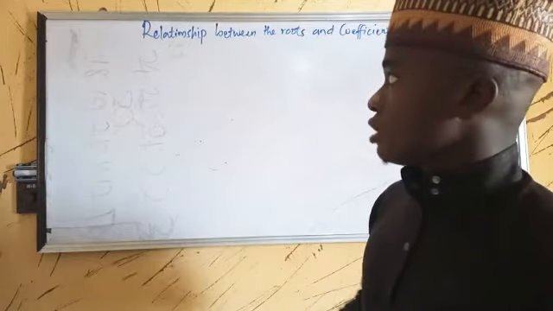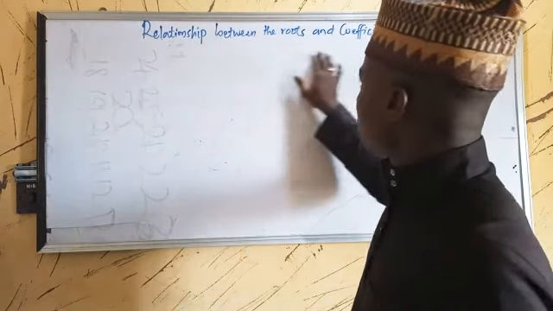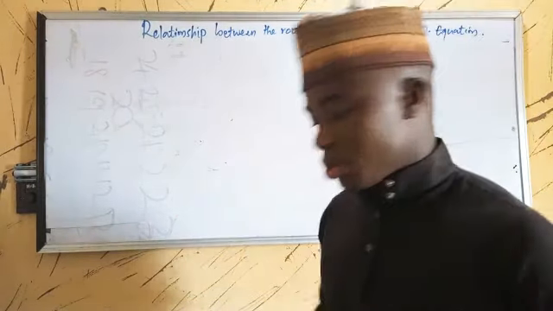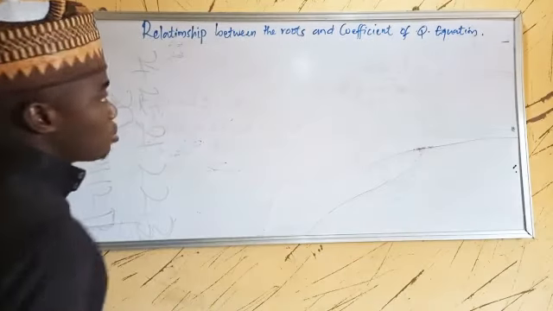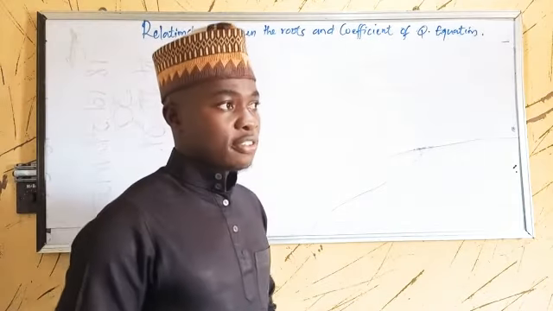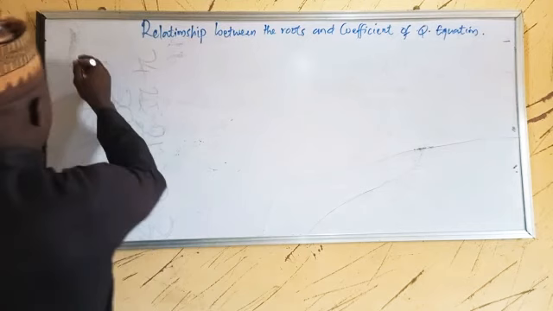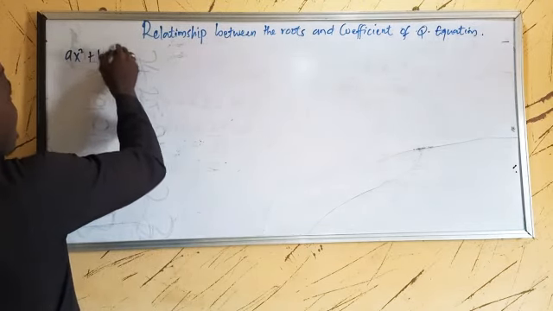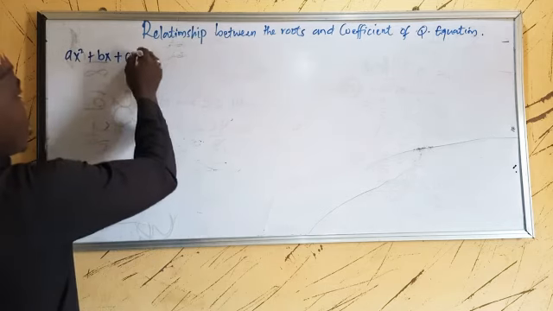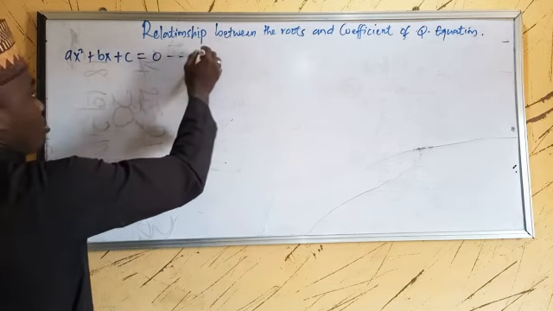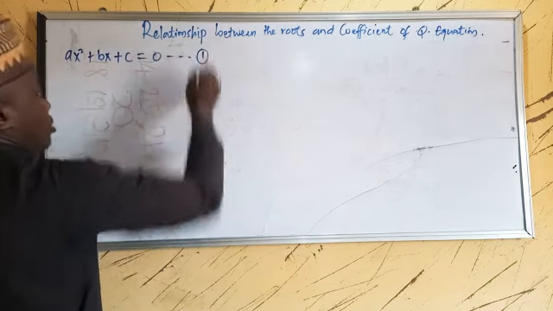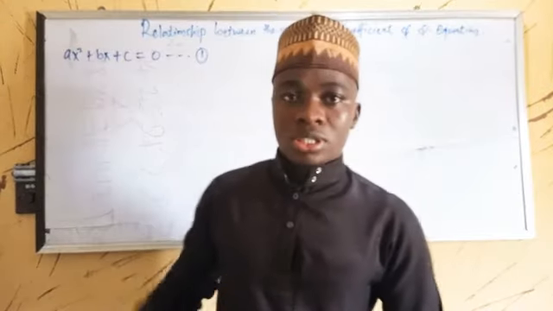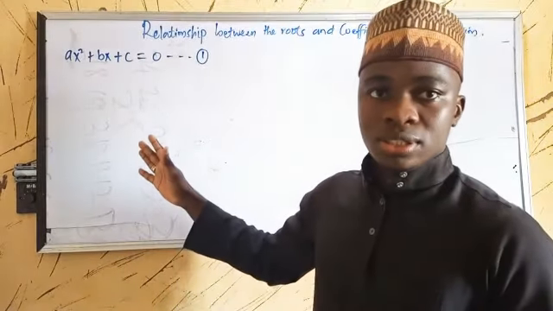So now today we are going to look at the relationship between the roots and coefficients of a quadratic equation. First of all, I would like to bring out the general form of a quadratic. So we have ax squared plus bx plus c equals 0. Let me call this equation 1. This equation is the general form of a quadratic.